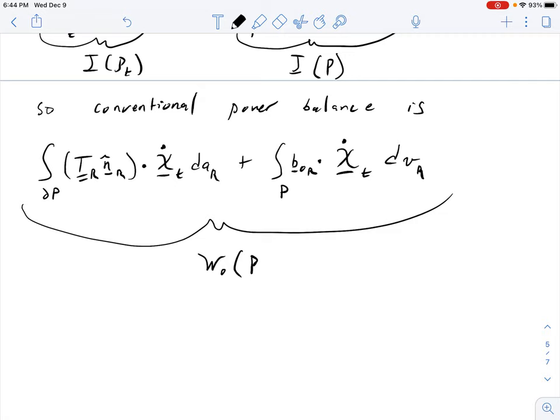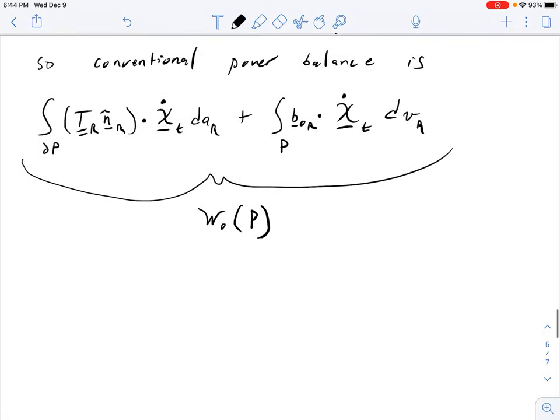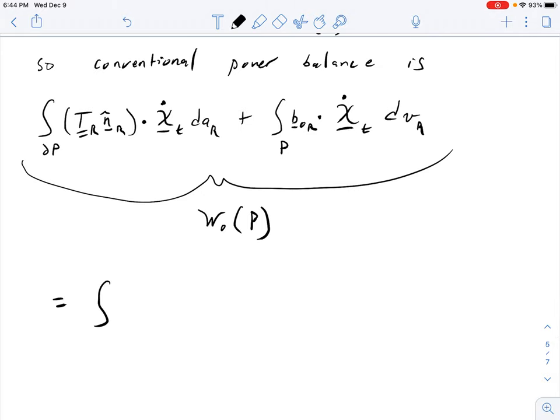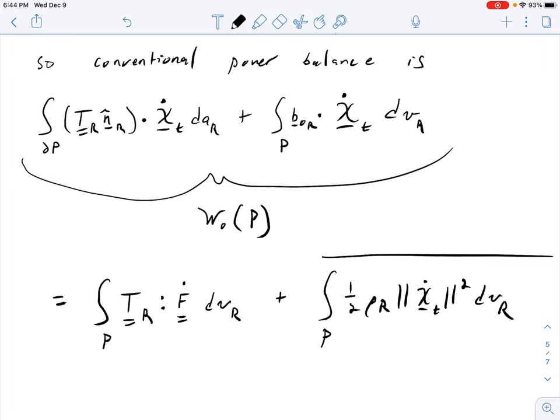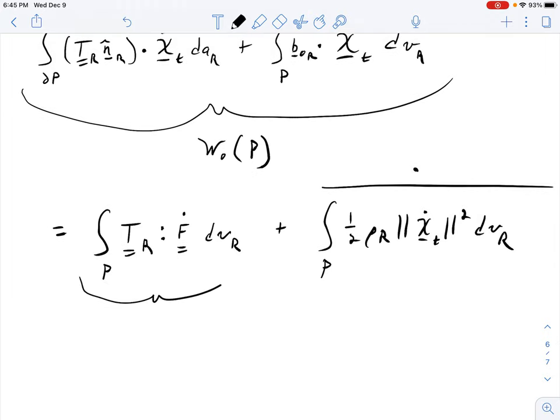is the conventional external power of that material region, is equal to the integral over that material region of T_R inner product F dot dV_R, plus the integral over that region of 1/2 rho_R magnitude of chi dot squared dV_R, the time derivative of that. And so this one here is the internal power. And this here is the kinetic energy rate.